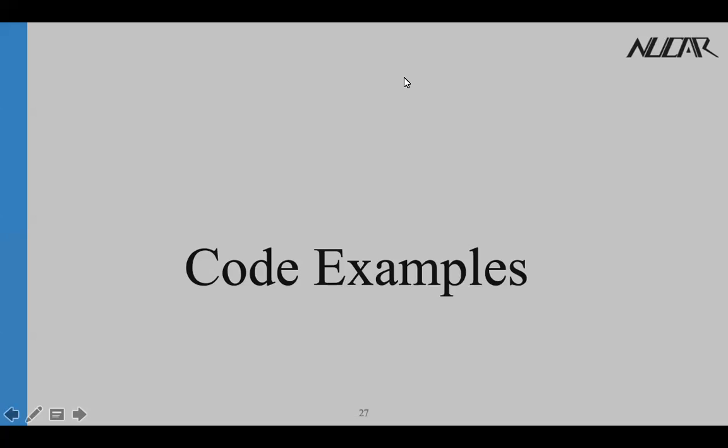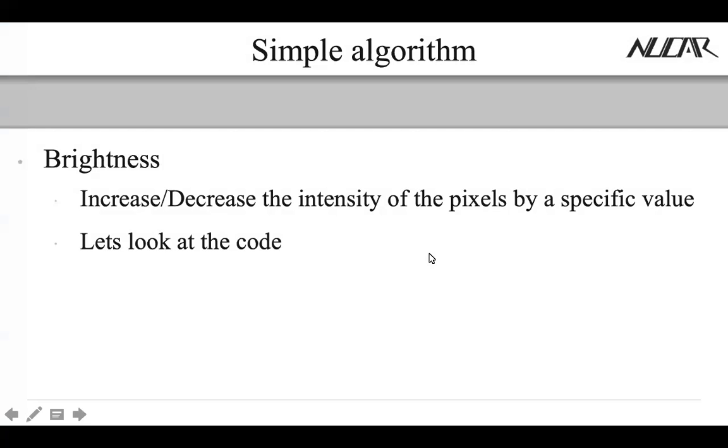So now we'll take a look at some code examples, to see some basic algorithms on image processing and how they work. The first algorithm is brightness, right? That's to increase and decrease the intensity of the pixels by a specific value. So basically all the application does is go over the matrix, and then increase or decrease the intensity by a specific value that you can code.